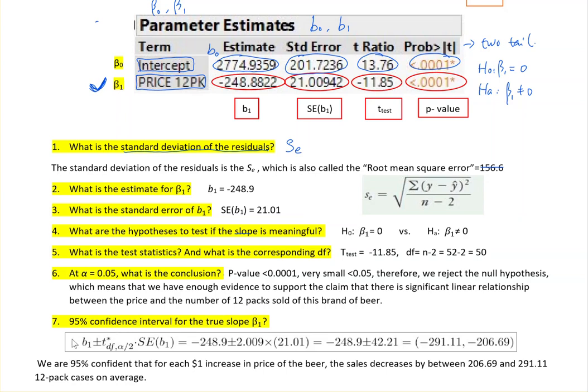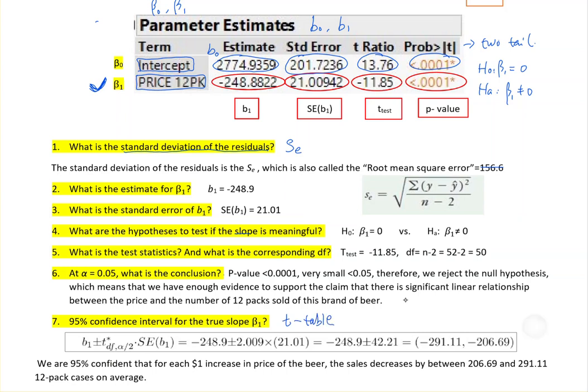All right, the last question. Find the 95% confidence interval for the true slope beta 1. So you just follow this formula, right? So you have B1, which is negative 248.8822, right? Which is 248.9, plus or minus the T star. So here, T star, you need to find it from the T table.